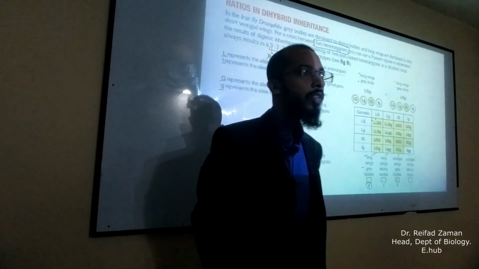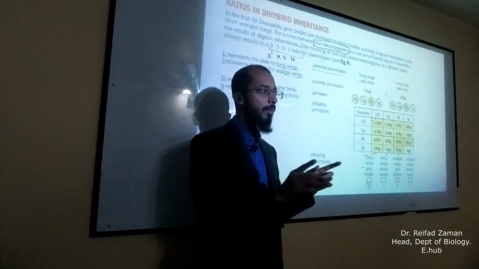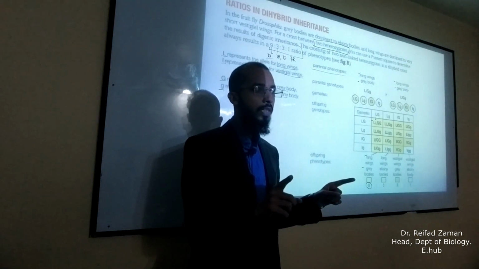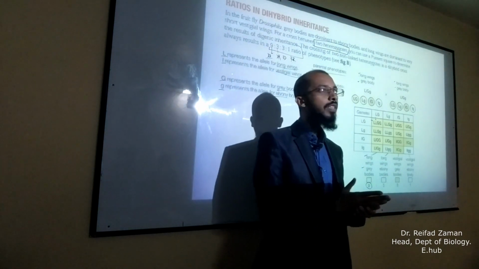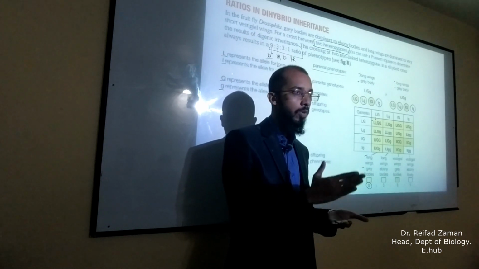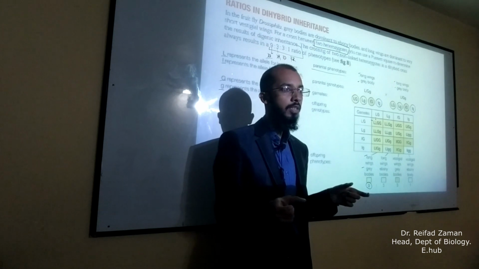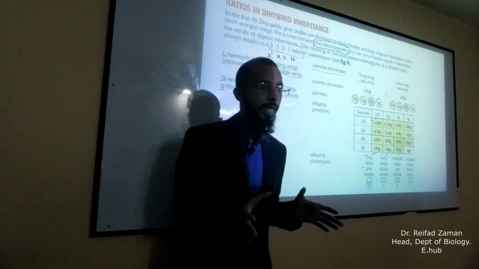Okay, so to review dihybrid inheritance, first, how many traits are we talking about? 2. And are they related or unrelated? Unrelated. And what is the ratio? 9:3:3:1. The parents, are they homozygous or heterozygous? One heterozygous or both heterozygous? Both of them should be heterozygous.